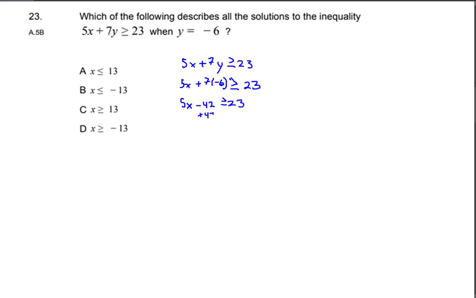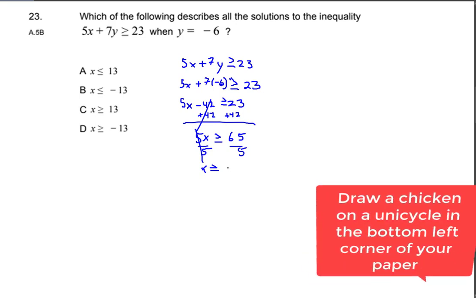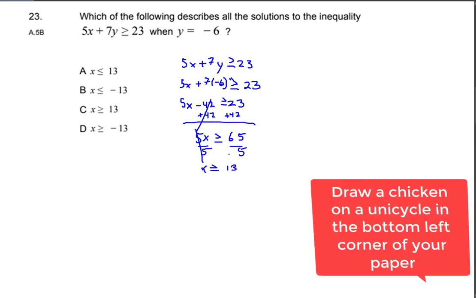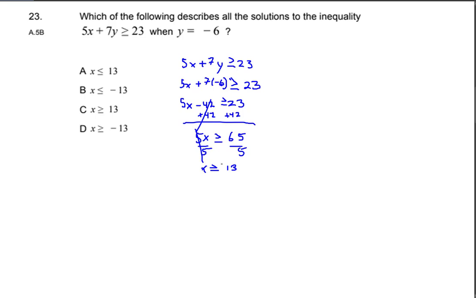Now I'm going to add 42 to both sides. As you can see, all they did was solve for x, right? So I get 5x is greater than or equal to 65. I divide by 5, and I'm lucky I'm not dividing by a negative, so I don't have to flip anything. I just get x is greater than or equal to 13. Yes, so x is greater than or equal to 13, which is answer choice C.